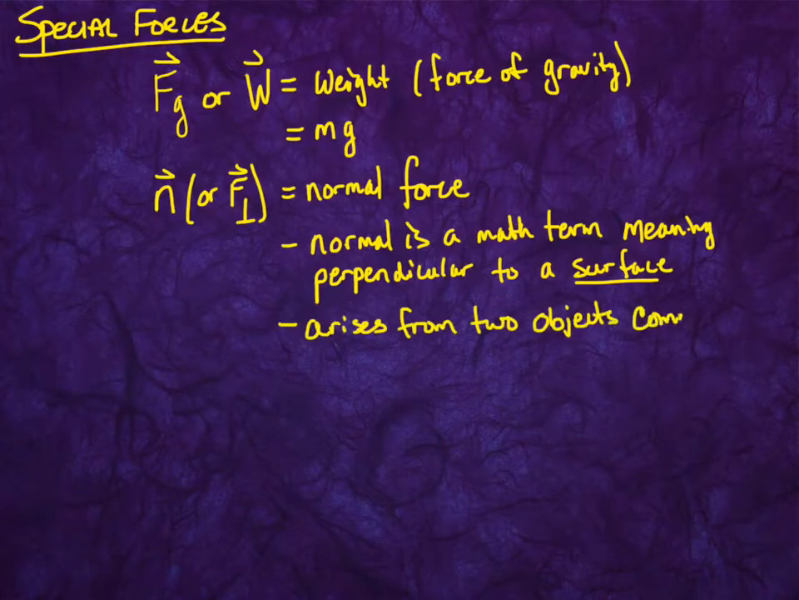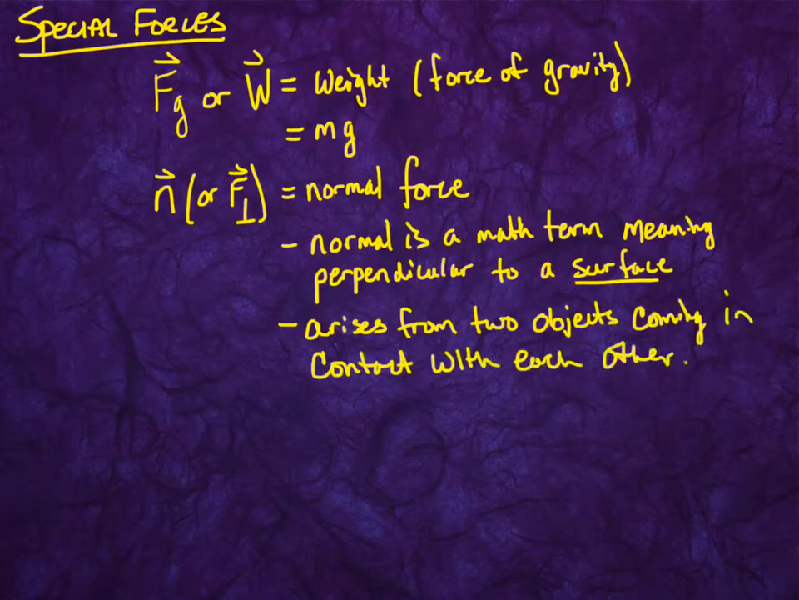It arises from two objects coming in contact with each other. Whenever you have two things in contact with each other, they are exerting some minuscule amount of force on each other. So if you put your hands together, your left hand is exerting a normal force on the right, and the right hand is exerting a normal force on the left. The chair is exerting a normal force on your bum, pointing directly up. There is a normal force from the table pushing up on your book.